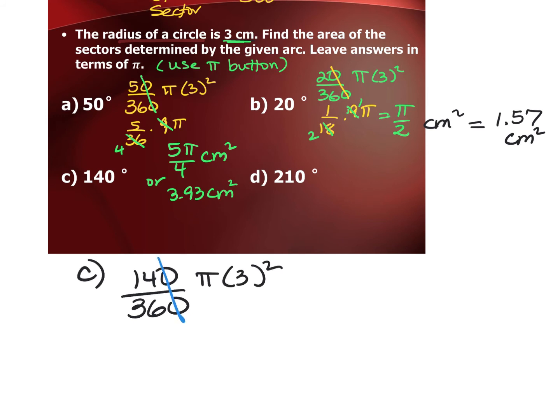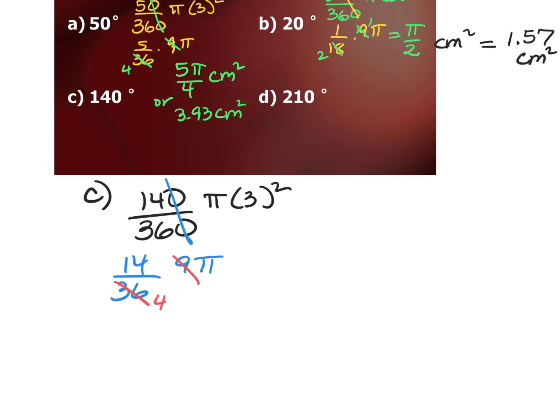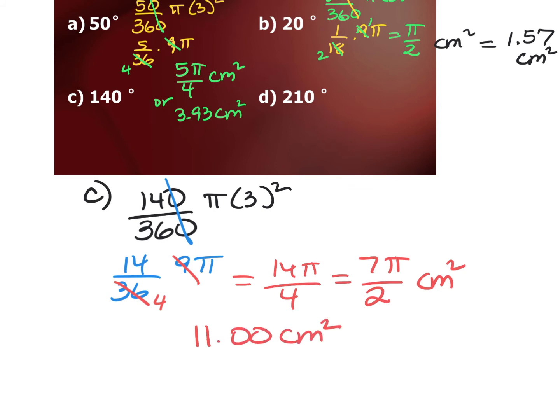Again, I could simplify by taking off the zeros. You don't have to simplify the fraction. I could have also simplified with the 9 and make that a 4. And then now I'm left with 14 pi over 4. Now reduce the fraction, 7 pi over 2 centimeters squared. And then using your calculator's pi button, this would give you 10.995, so rounded to the hundredths place, 11.00 centimeters squared.